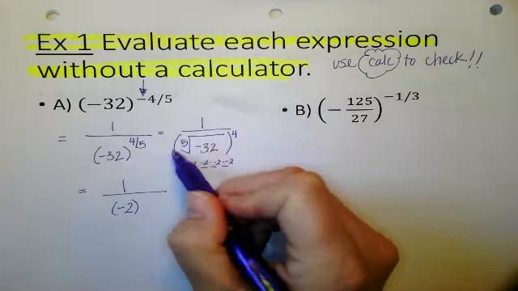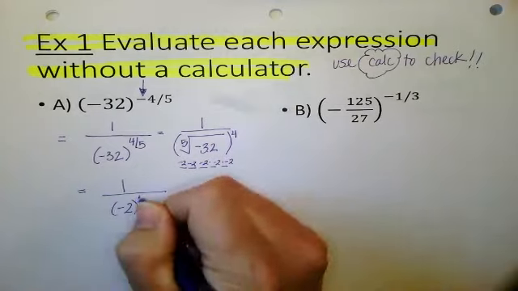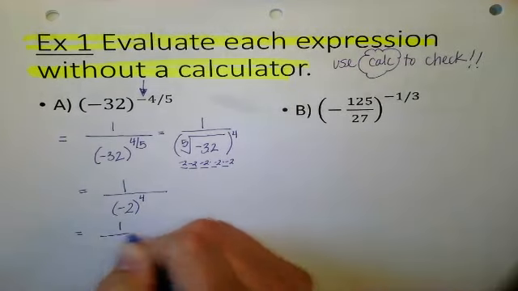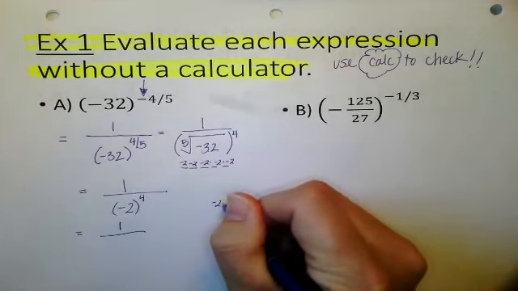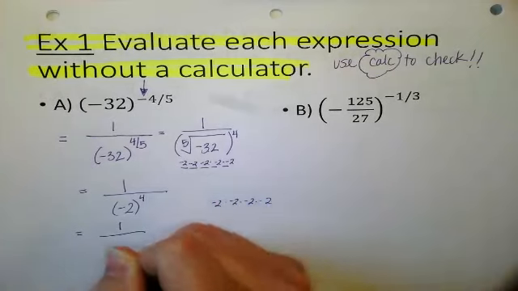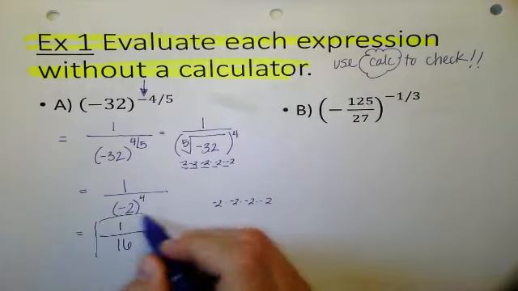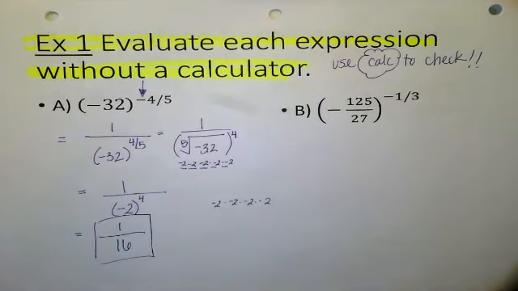So we evaluated that radical right there, the 5th root of negative 32. And now I'm going to take it to the 4th power. And if you remember, negative 2 times negative 2 times negative 2 times negative 2 is going to give us a positive result. Got an even number of negatives there, so we get 1/16 for the answer.